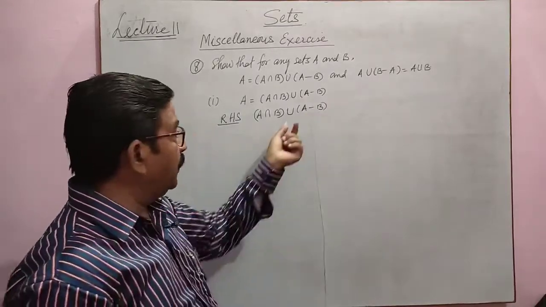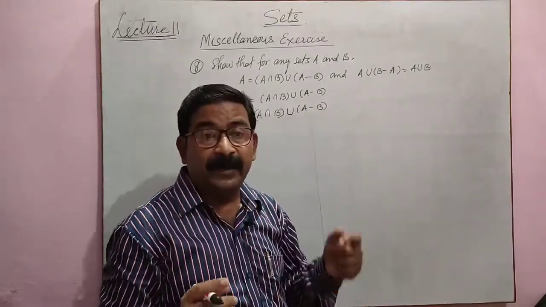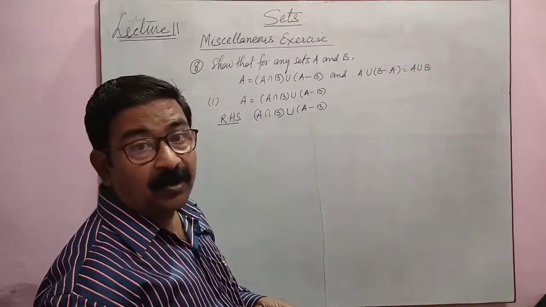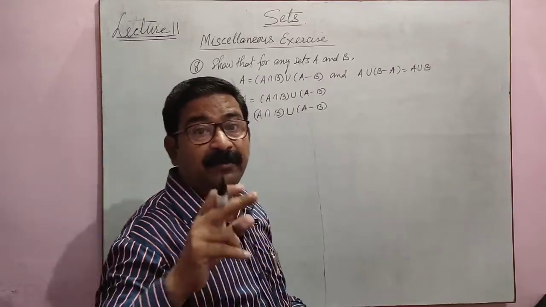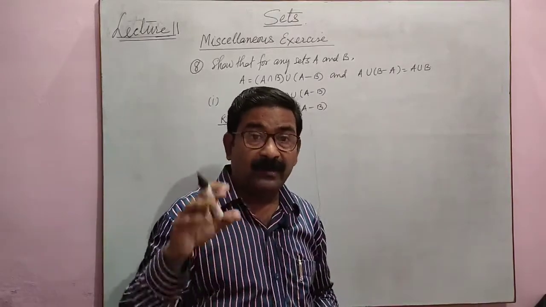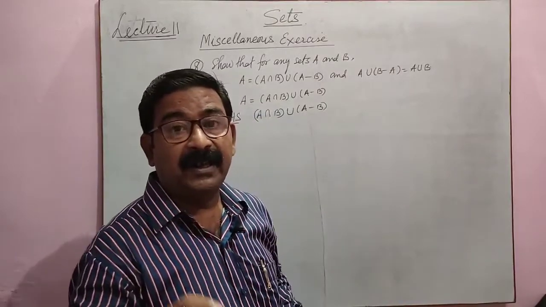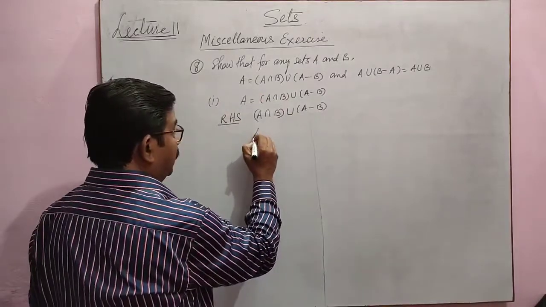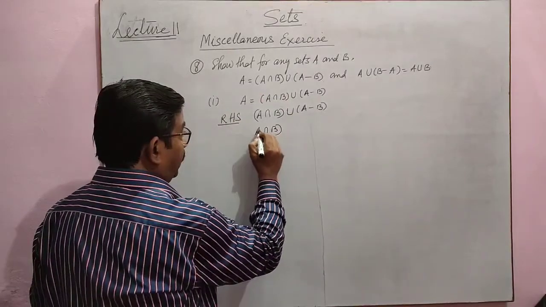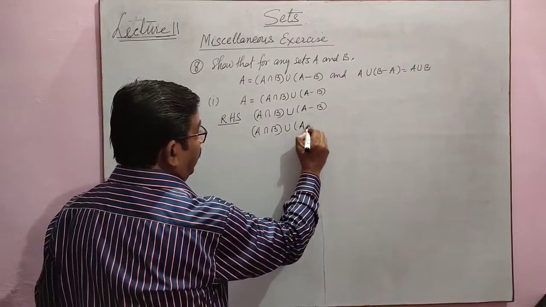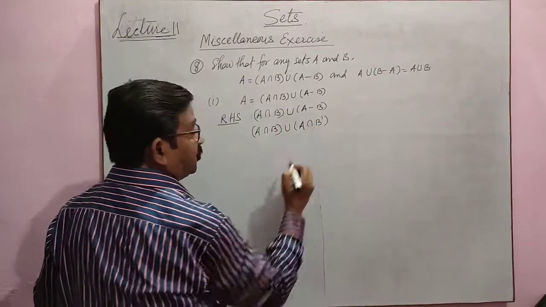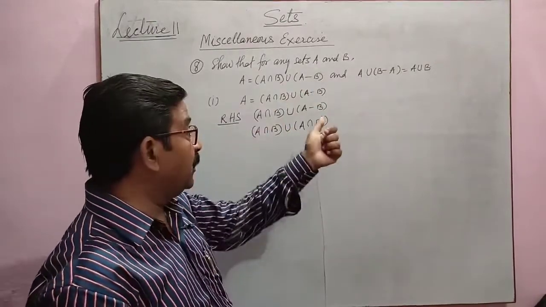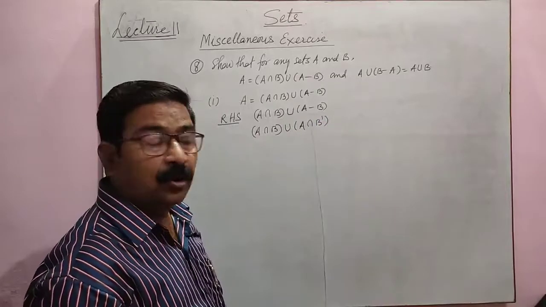What is the sense of A minus B? A minus B means elements of A which are not found in B. So if elements are not found in B, it means it will be found in its complement. I have told, if any element is not found in the set, that element will be found in its complement. So this can be written, A intersection B union A intersection B dash, because elements of A are not found in B, so that will be found in its complement.